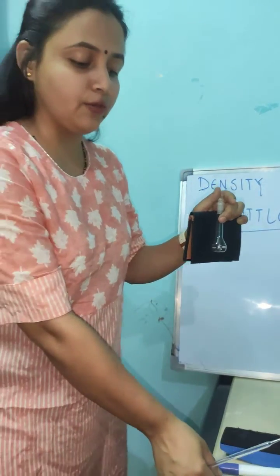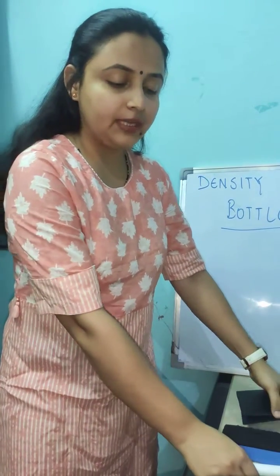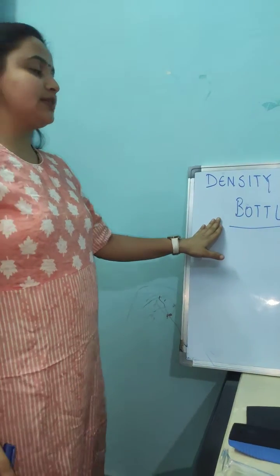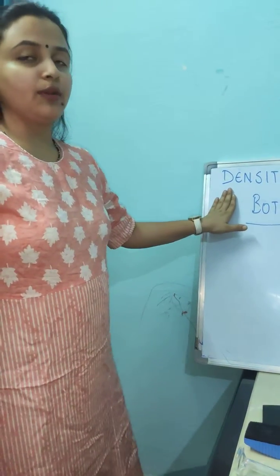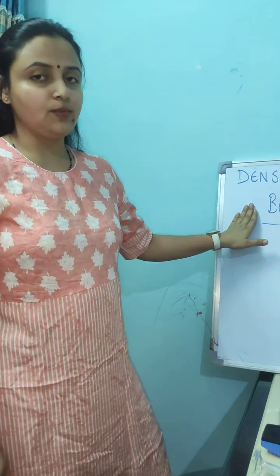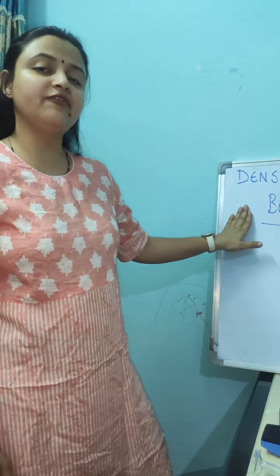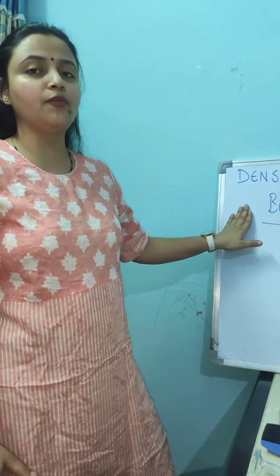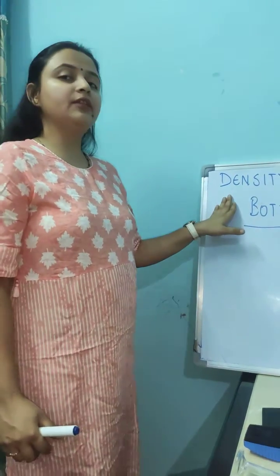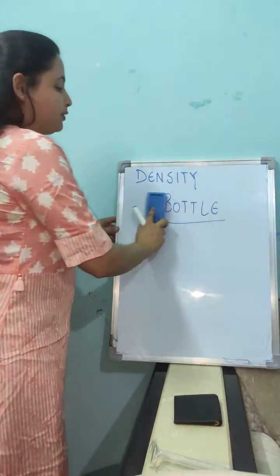Now let us move forward to determine the density of any liquid using the density bottle. First we discussed what a density bottle is. It was earlier known as a specific gravity bottle. Nowadays it is known as a density bottle, and the speciality of this equipment is that it contains only a fixed volume of any liquid in it. So now we will determine, with the help of the density bottle, the density of the liquid. Let us move forward.